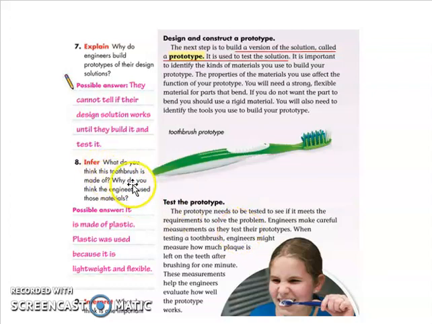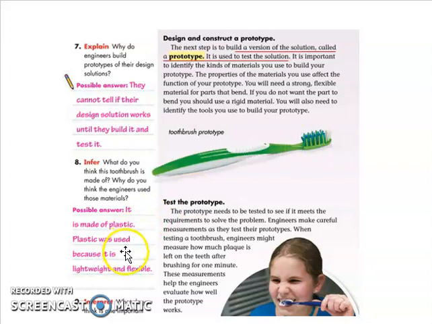Okay, so that's answer number 8. What do you think this toothbrush is made of? Why do you think the engineers use those materials? So by making a prototype, you could answer this question. It is made up of plastic. Because you cannot tell that this toothbrush is made up of plastic unless you see it, unless you touch it, unless you feel it, right?